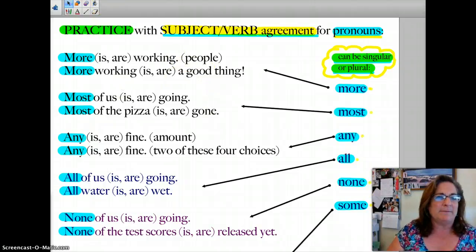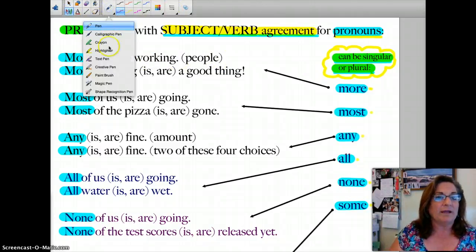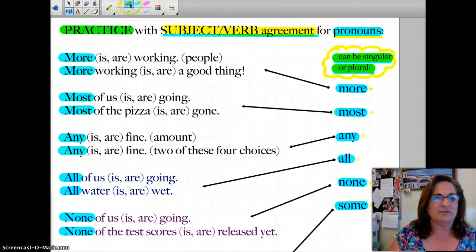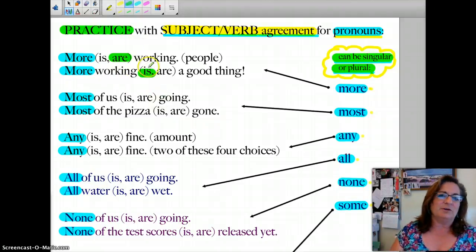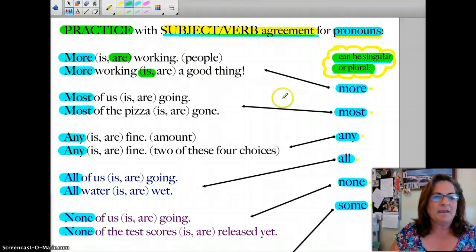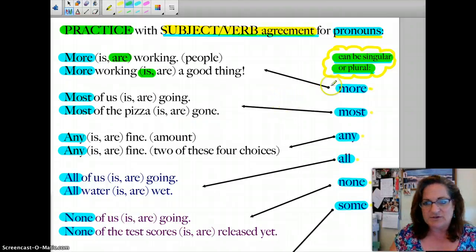If you're talking about people, you would say more is working or more are working. If you're talking about people, you would want to say more are working, right? I'm going to go to the highlighter and we'll do this together, okay? So more are working if you're talking about people. People is plural. More working is a good thing. More working is your subject, and that's a single subject. So here's your plural, here's your singular, same pronoun. It just depends what you're talking about, whether you're going to go with a plural verb or a singular verb. Same thing with this. These are going to be more clear the more we do them.